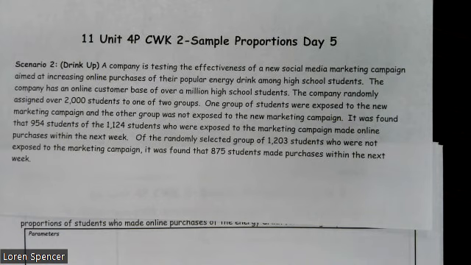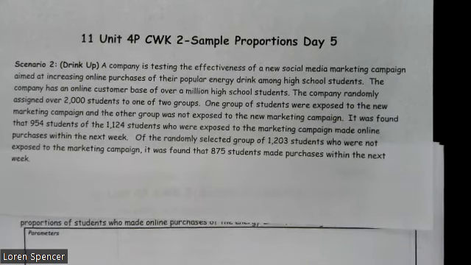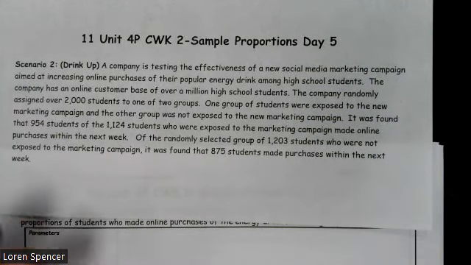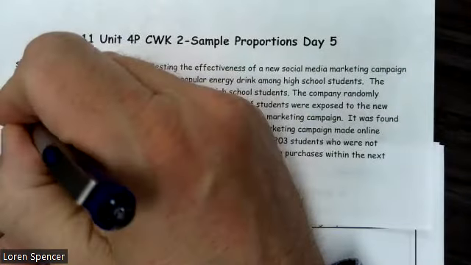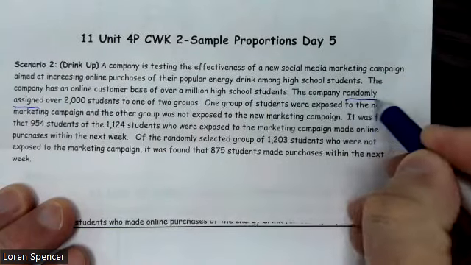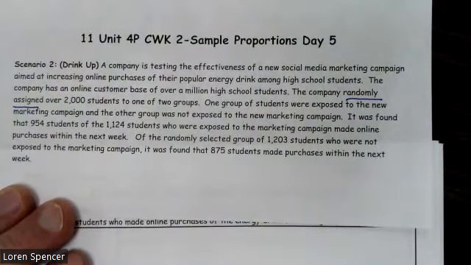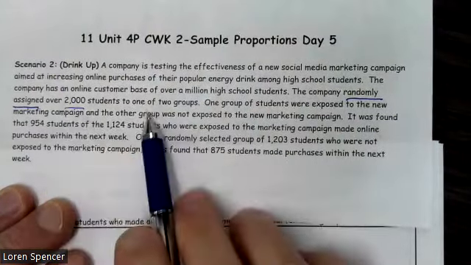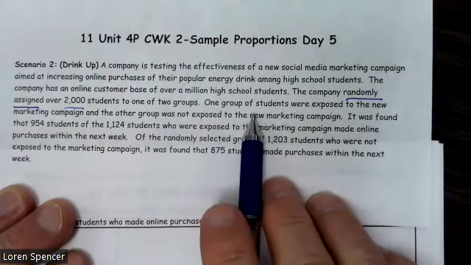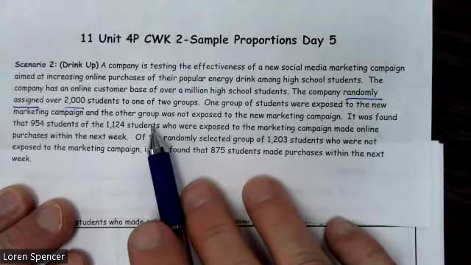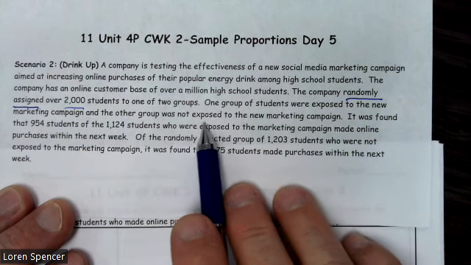A company is testing the effectiveness of a new social media marketing campaign aimed at increasing online purchases of their popular energy drink among high school students. The company has an online customer base of over 1 million high school students. The company randomly assigned, ooh, that's important, because when they tell us it's randomly assigned, that eliminates one of the conditions, over 2,000 students to one of two groups. One group of students were exposed to the new marketing campaign, and the other group was not exposed to the new marketing campaign.